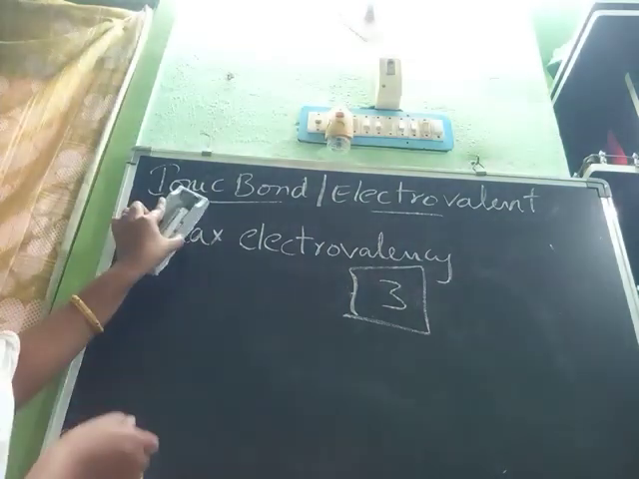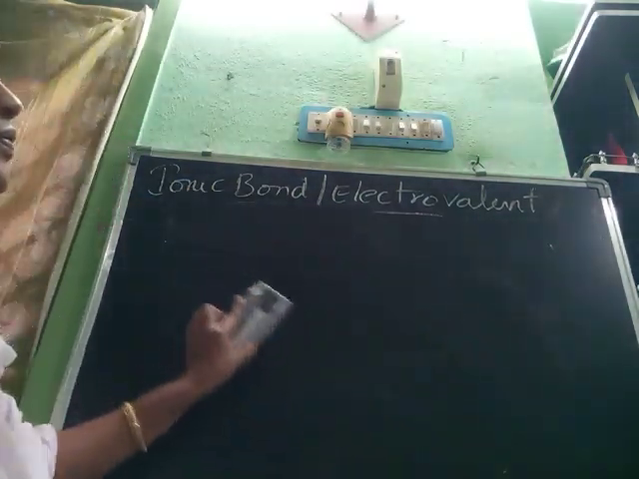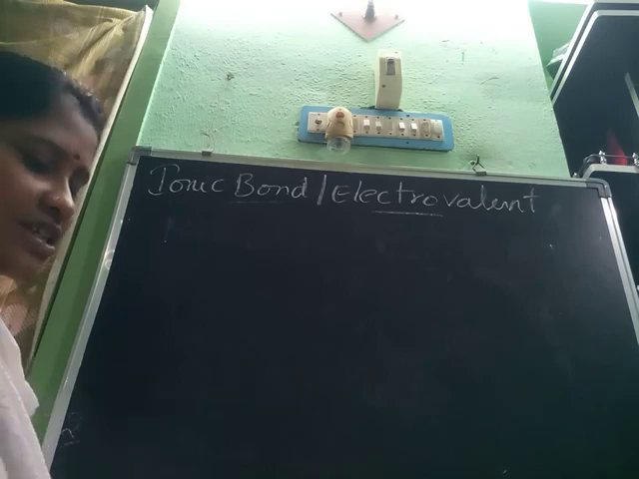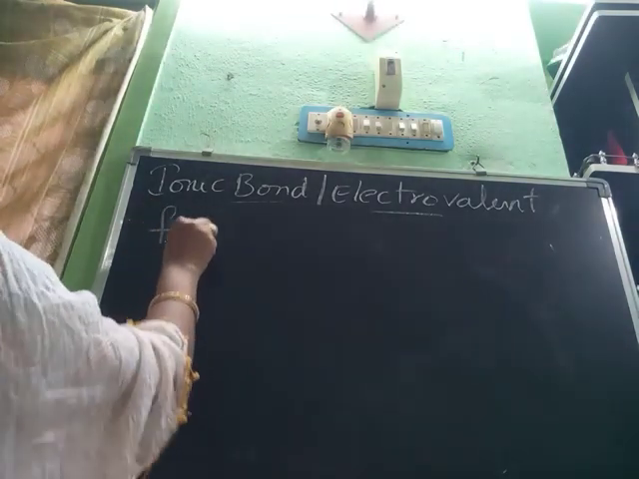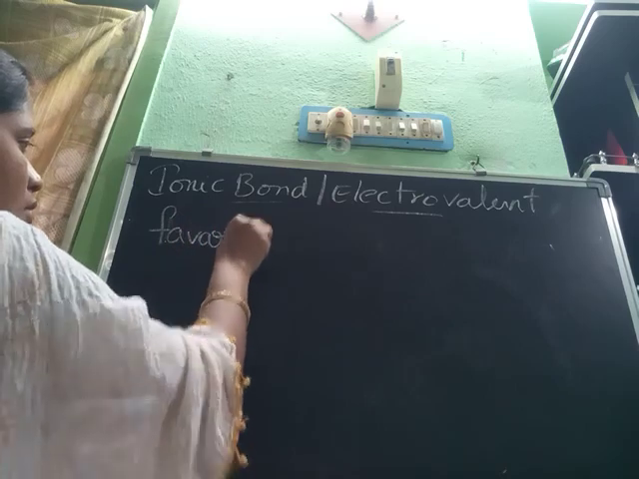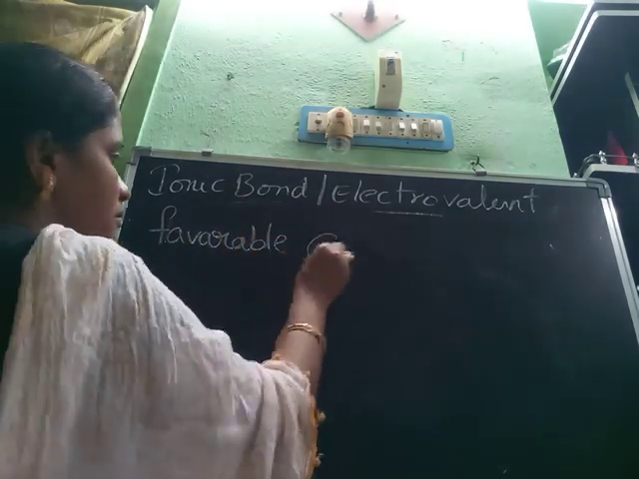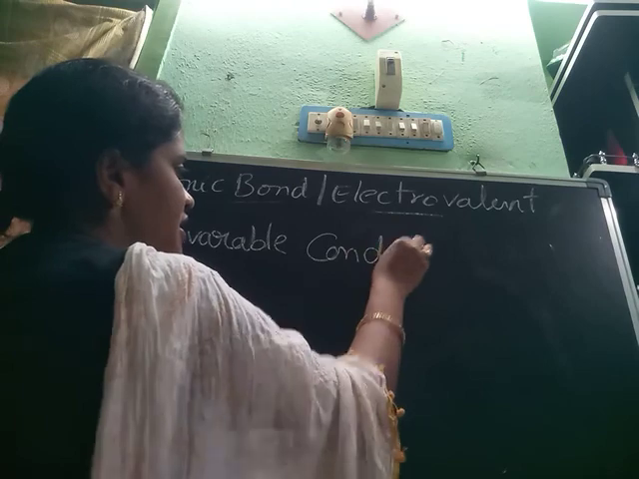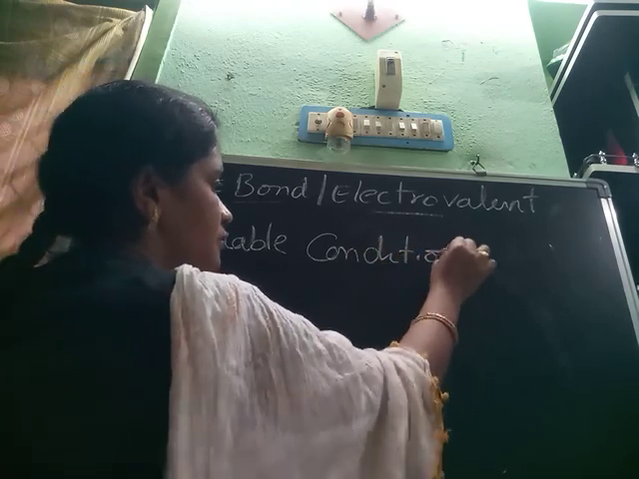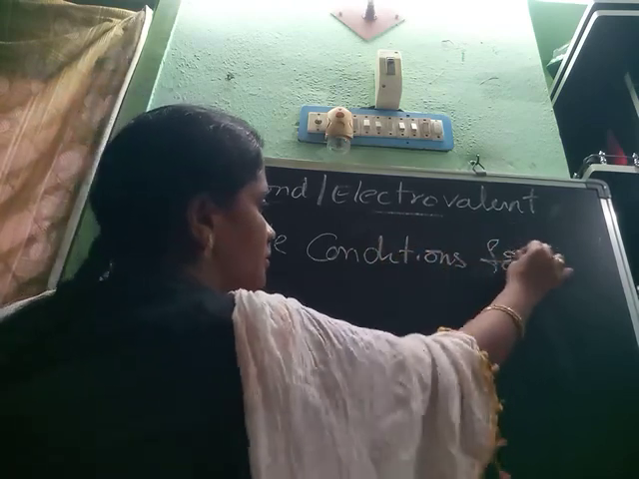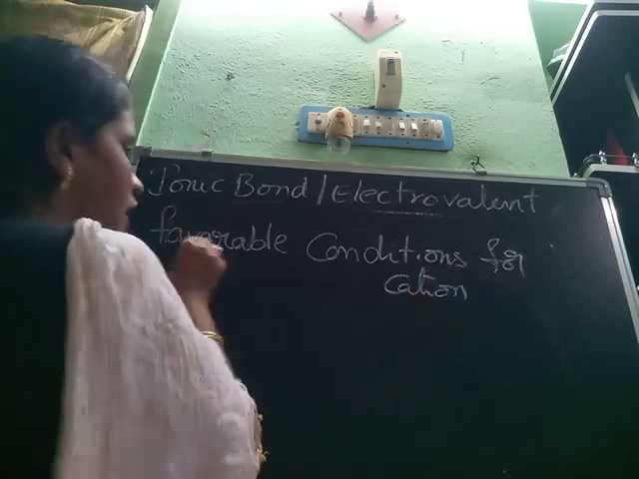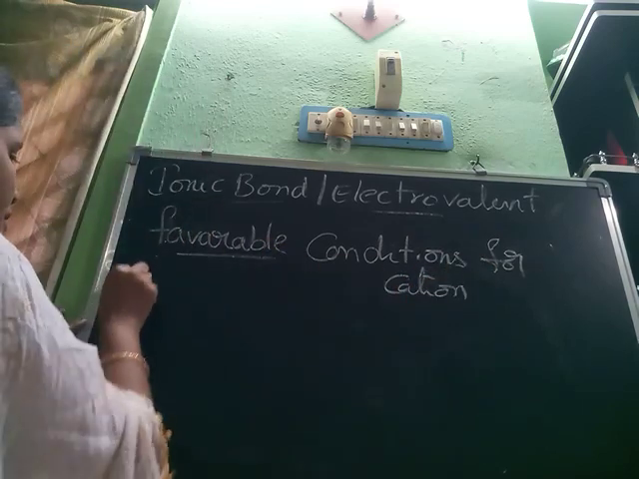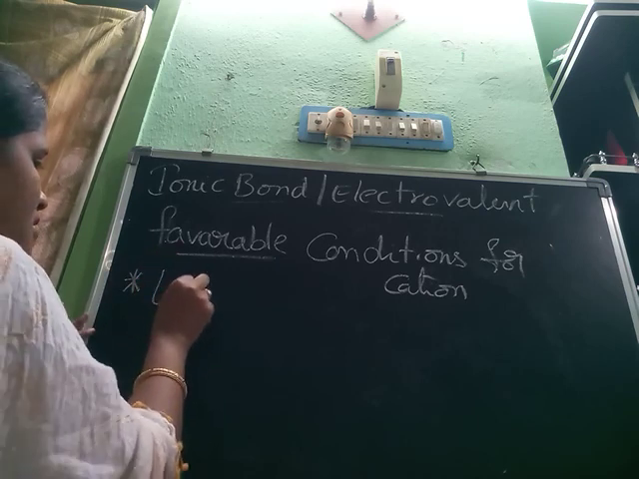Next, what are the favorable conditions for cation formation? First one, it should be of large size.